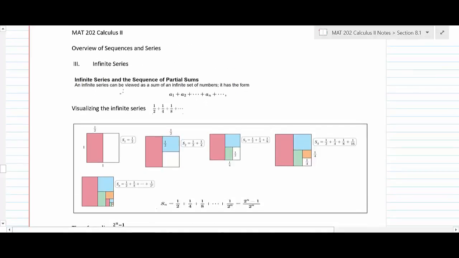So the idea of an infinite series, now it's different than a sequence. A sequence is just a set of numbers that go on forever. An infinite series is you are summing, you are adding things up. So a series would be more like this, 1 plus 2 plus 3 plus 4, on and on and on like that. You are adding the terms of the sequence, okay?